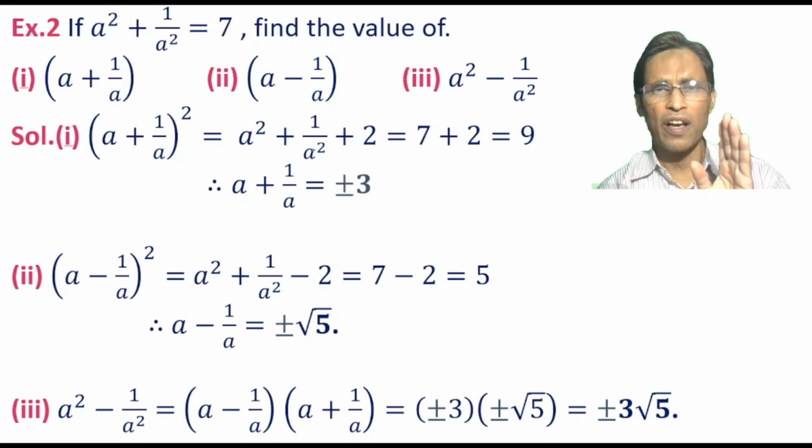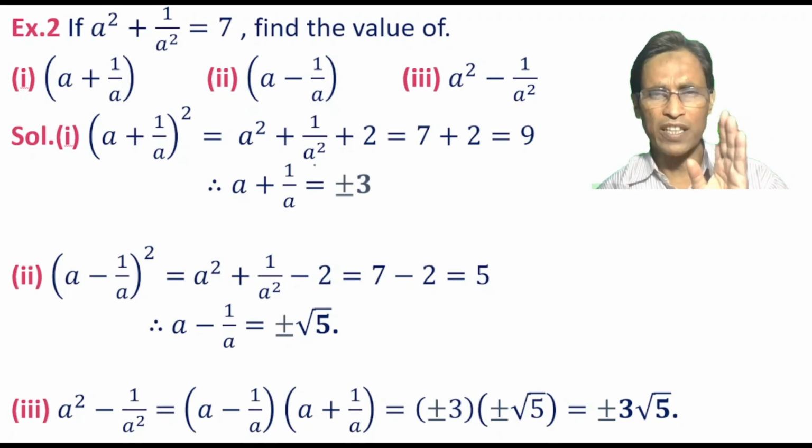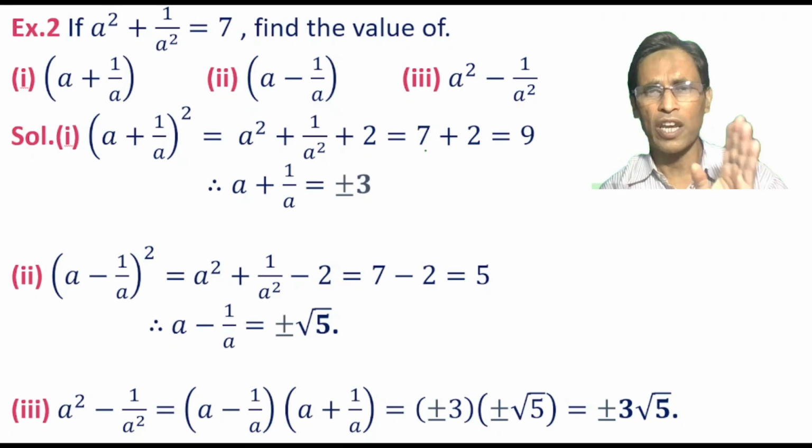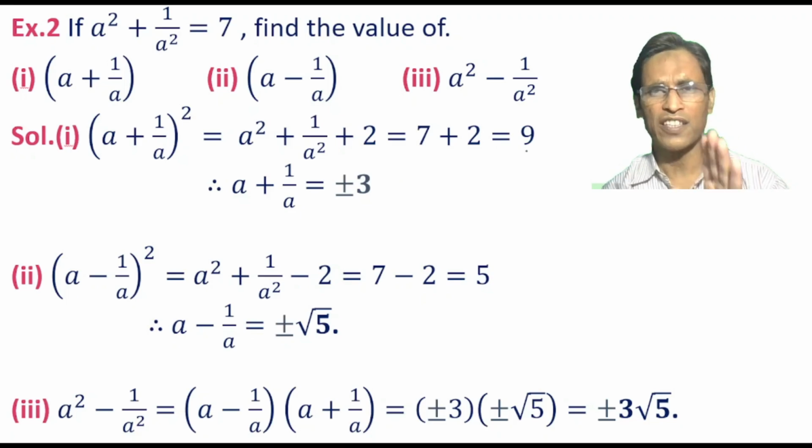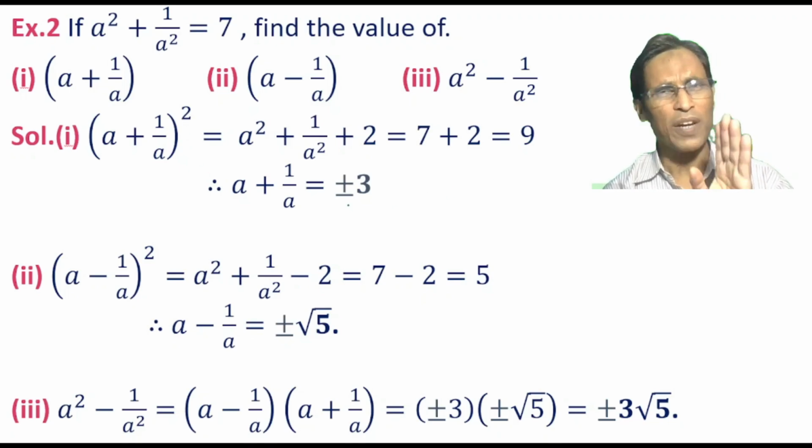Clearly a square plus 1 by a square को हम replace कर सकते हैं by the given value 7, and so now it will be 7 plus 2. This 2 is this one, and this is the value of a plus 1 by a to the whole square. To find the value of a plus 1 by a, square को remove करना होगा. So now on removing the square, we take the square root of 9 and it comes plus minus 3. So plus minus 3 is the value of a plus 1 by a.